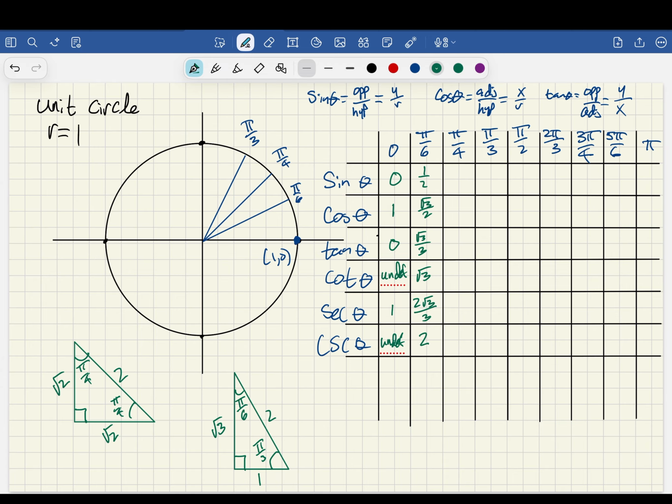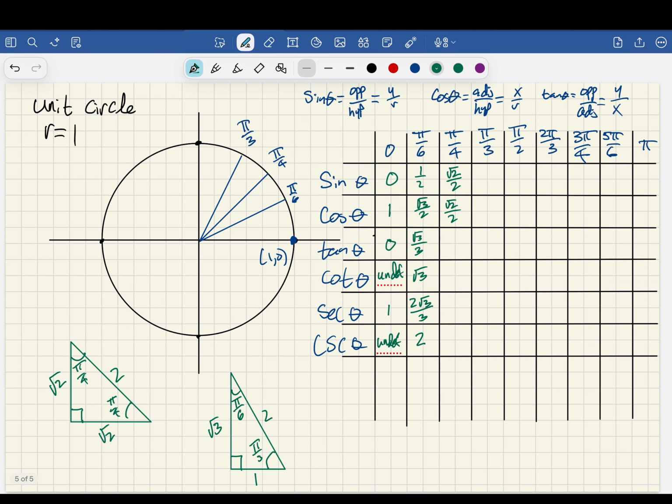Now moving on to the angle pi over 4. So at pi over 4, the sine function, when we look at either of these angles, pi over 4 angles, the opposite is the square root of 2. So the sine, opposite over hypotenuse, would be the square root of 2 over 2. The cosine would also be the square root of 2 over 2.